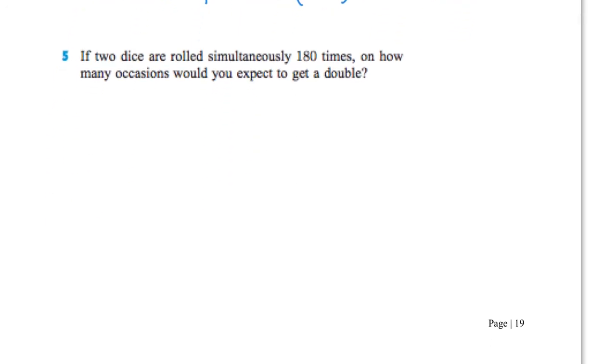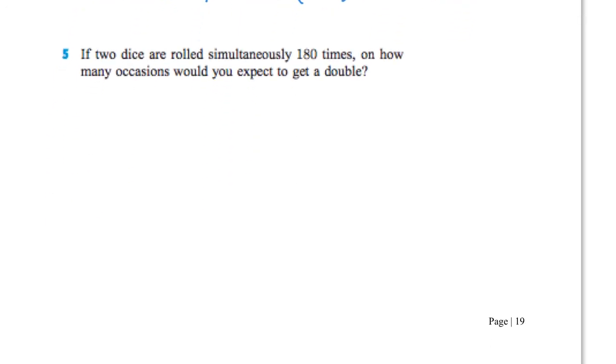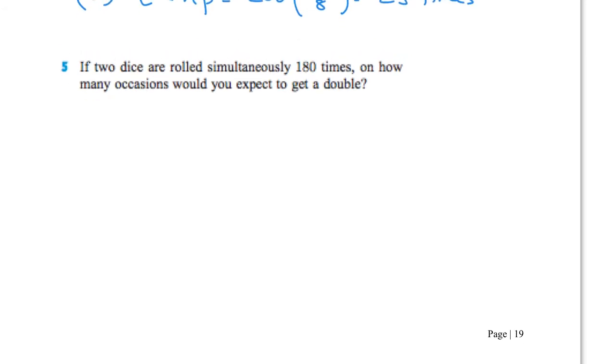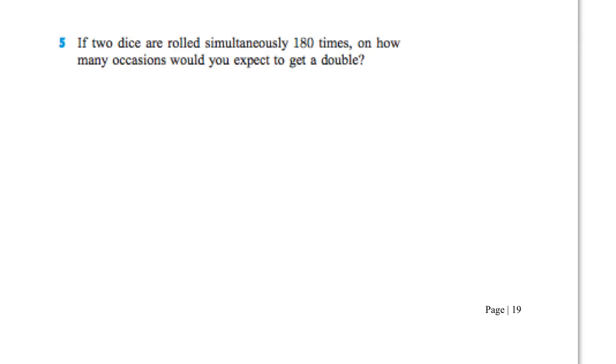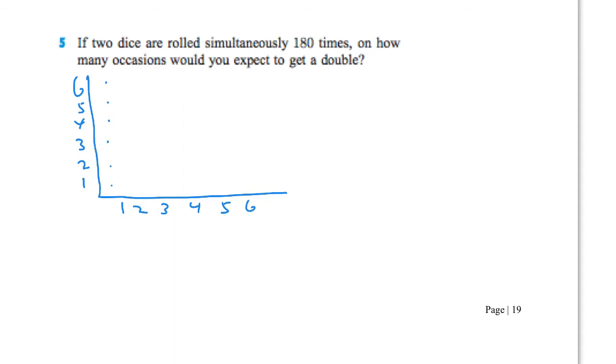Last sample problem here. If 2 dice are rolled simultaneously 180 times, on how many occasions would you expect to get a double? Well, expected value needs the probability of getting a double. So let's think this through. We know how to do this from a previous section as well. In 2 dice being rolled, if we draw this grid, you would know that there would be 36 outcomes on this grid, and then you'd be able to count how often you get a double.